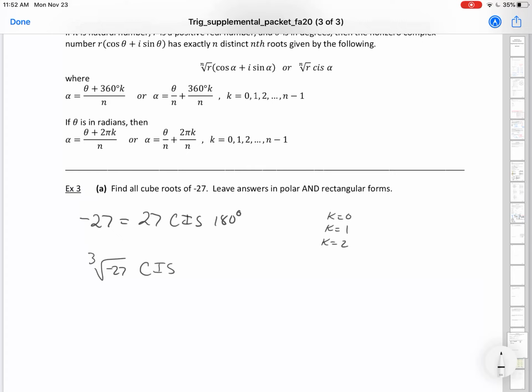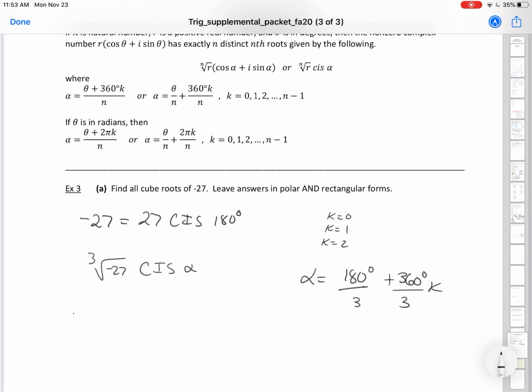Where alpha is equal to 180 degrees plus 360 degrees, each divided by 3, and we have a k on there. So I'm just following that formula. We're going to get alpha over n plus 360 degrees over n times k, right? Alpha over n plus 360 over n times k, and our n in this case is 3. And so what is our k going to be? K equals 0, 1, and 2.